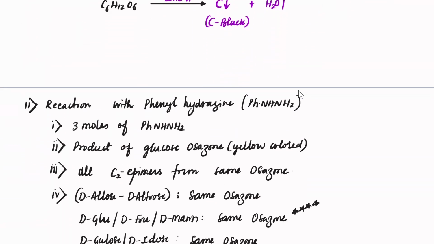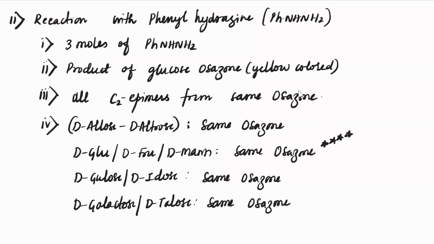Next is the 11th reaction. This is an important reaction again. This is the reaction with phenylhydrazine. For that, we require 3 moles of PhNHNH2, which is phenylhydrazine. The product is called glucose osazone. If it is coming from glucose, we call it glucosazone.